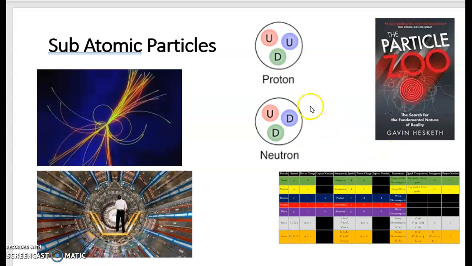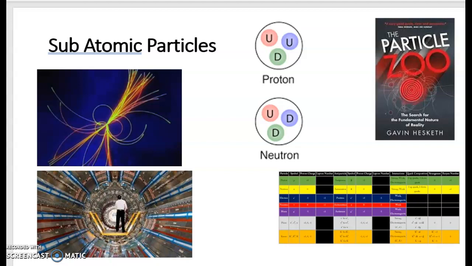And so that's how, even though each of these little pieces is charged, when you add up the charges on these three pieces, you get a charge of +1. When you add up the charge on these three pieces, you get a charge of 0. Okay, so we're going to talk more about these subatomic particles in the upcoming days.